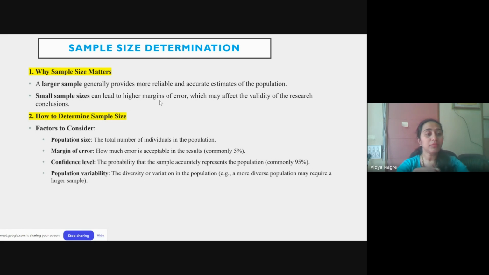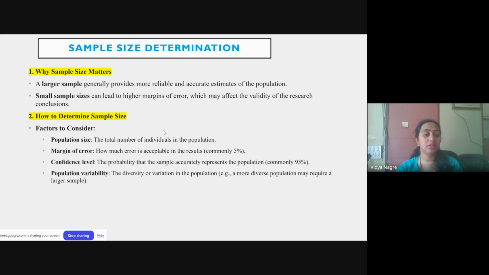Small sample sizes lead to margins of error, as I told you just now. Okay, how to determine the sample size? There are some factors we have to consider. One is the population size, the total number of individuals in the population. If you are studying India, then it is a huge population. If you are studying Gen Z, that's also a huge population. If you are studying only your institution, then it's a limited population, and you can target the whole number of students there, right?